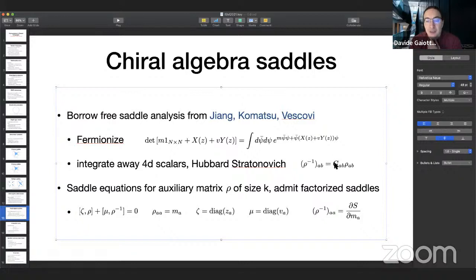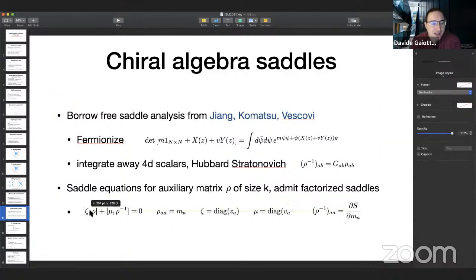In this particular situation of the chiral algebra, this G actually looks like VA minus VB over ZA minus ZB. So I can move the ZA minus ZB to the left, and you end up with something like a difference of two things multiplying rho AB, and a difference of two things multiplying rho inverse AB. And you can write that as a commutator with diagonal matrices. So this is how the saddle equation here emerges. So there is an important simplification. The equations are hard to study in the general setup, even for free Yang-Mills theory.